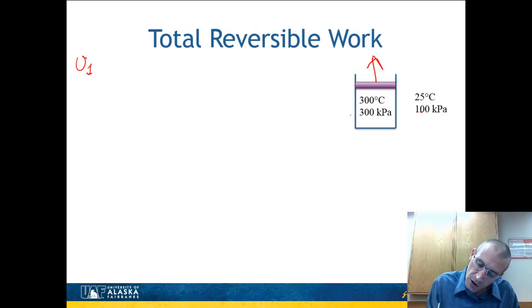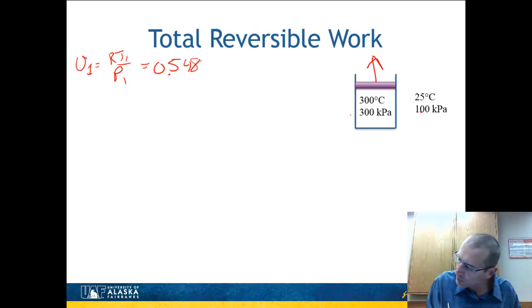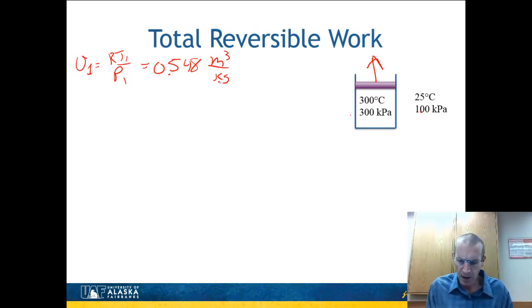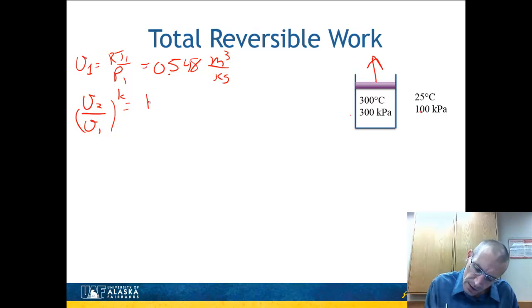So we're starting off with our initial volume, which is our T1 over P1, and that is 0.548 meters cubed per kilogram. We have 1 kilogram, so it's 0.548. And to go ahead and find V2, we'll do our isentropic expansion again. So (V2 over V1)^K equals P1 over P2.